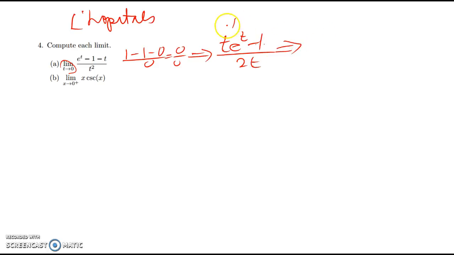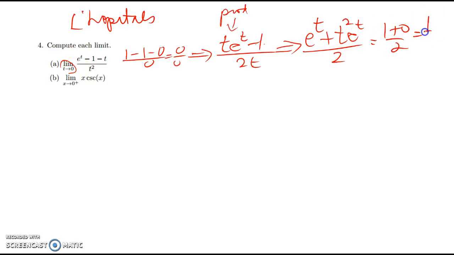All right, this is a product rule, isn't it? So it's e to the t plus t e to the t with another t, all over 2. Now I can substitute in 0. This becomes 1 plus 0 over 2, or 1/2. All right? B.